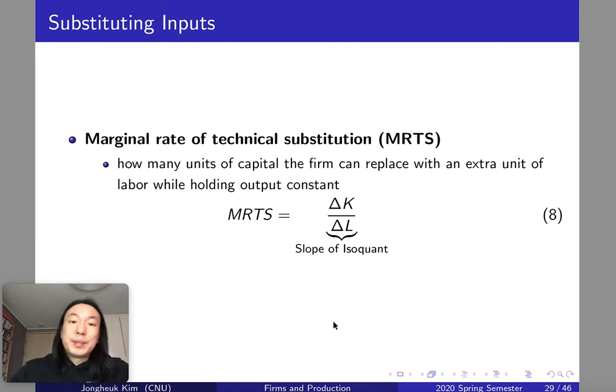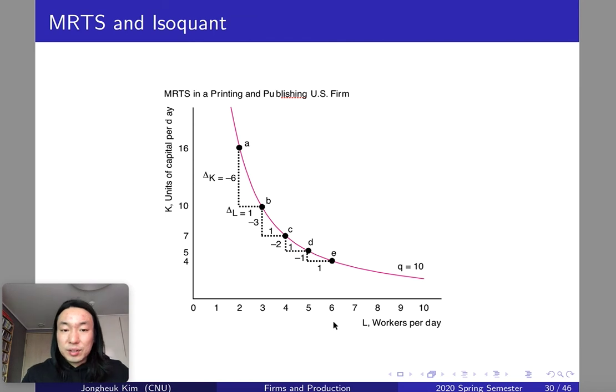So MRTS means, economically, the specific substitutability between the two inputs. So in terms of labor, how much capital can be replaced at each point? Okay. So this is the example. MRTS can be varied over the point because the isoquant curve in this graph is not linear anymore.